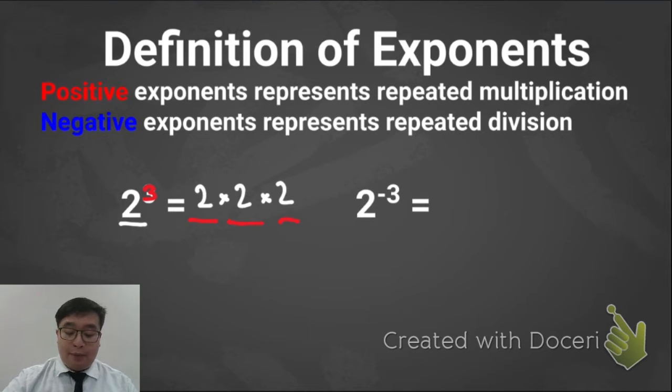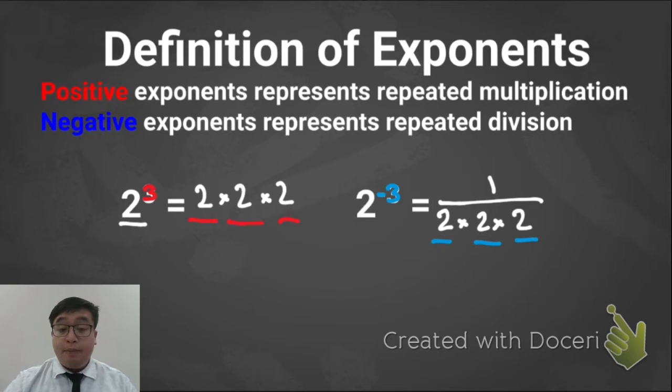Now when I have a negative exponent, I know that negative means opposite, and the opposite of multiplying is going to be dividing. So I have repeated division. So taking 1, I'm going to repeatedly divide by 2. And I have to divide for a total of 3 times. So 1 divided by 2, divided by 2, divided by 2. Notice how when I draw these 2's underneath the fraction, that means I'm going to divide with each of these 2's. I can also simplify this expression.